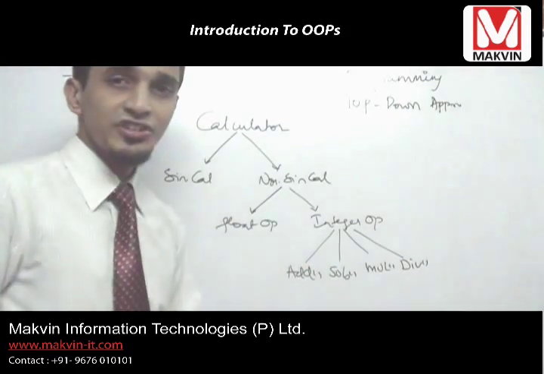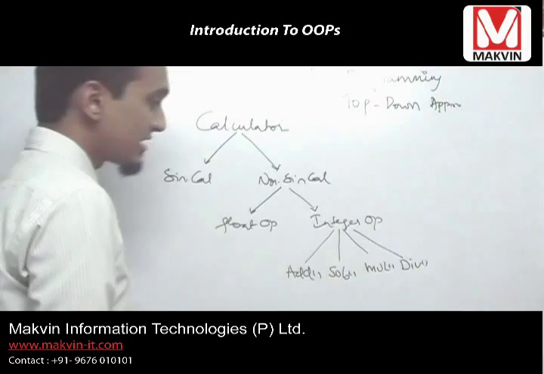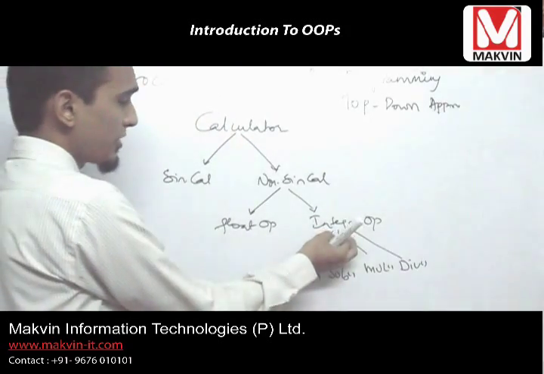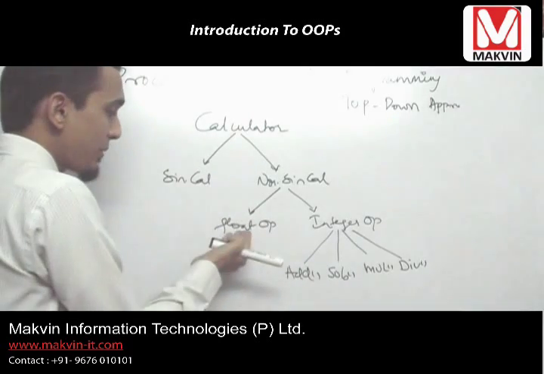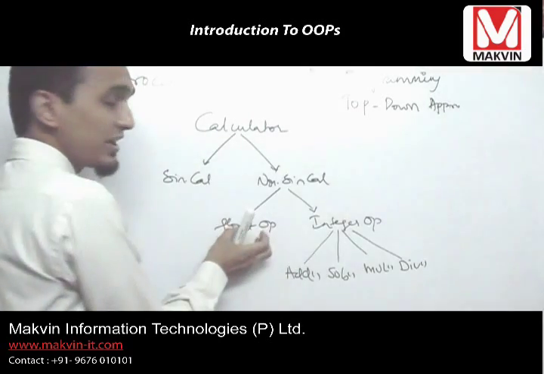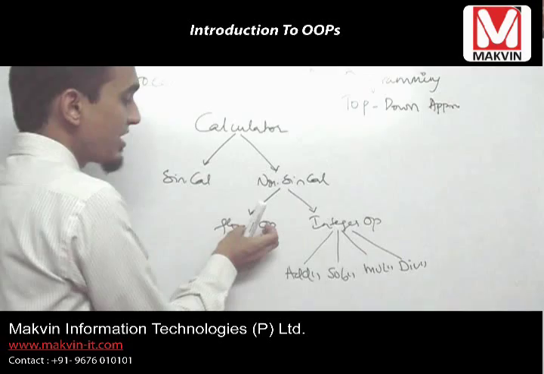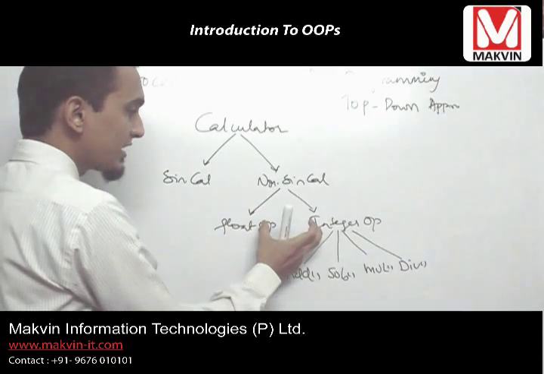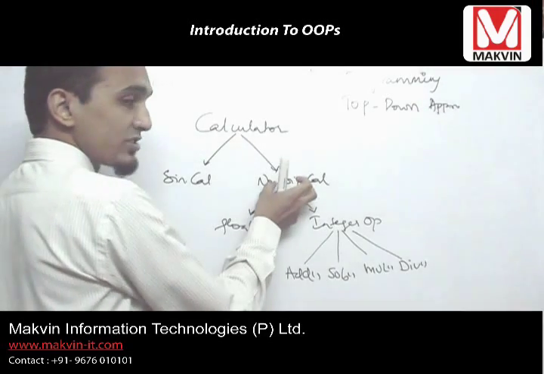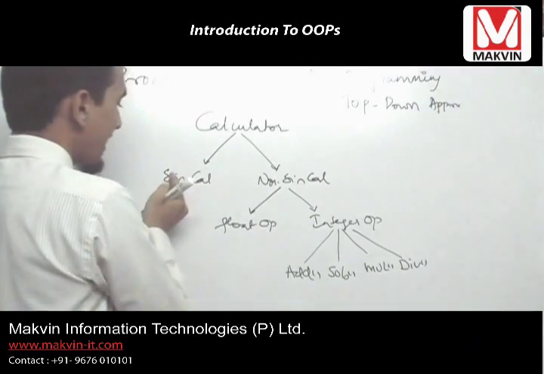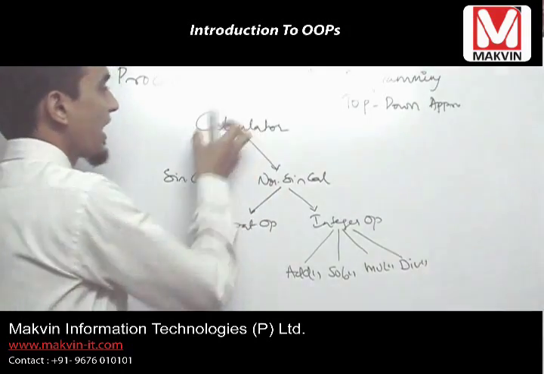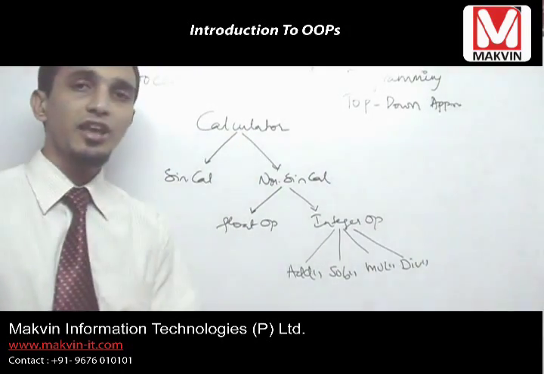Once I get the procedures, I implement these procedures. I integrate them into a given module called integer operation. In the same way, some other team may be working on float operation. They will integrate their modules and give a module called float operation. Again, we integrate these two modules into a non-scientific calculator module. Again, I get the scientific calculator module. In this way, I merge all the modules and I get my solution, that is the calculator.